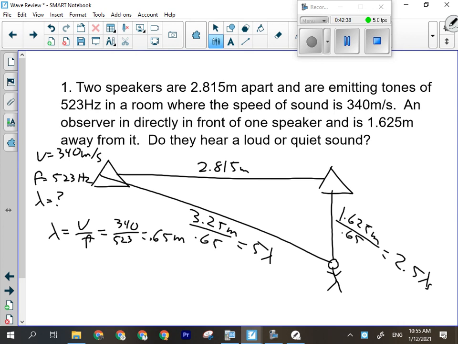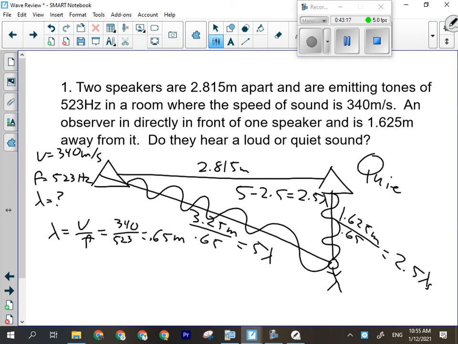And we always said that whether they hear a loud or quiet sound depends on the difference between them. Well, the difference between them is 2.5 wavelengths. So this is 1 wavelength, that's 2 wavelengths and a half, and this is 5 wavelengths. So we've got 1 wavelength, 2, 3, 4, whoops, 5 wavelengths. Are they arriving in phase? No, they're half a wavelength out of phase, which means they're totally out of phase, and we are looking at complete destructive interference, and thus a quiet sound.